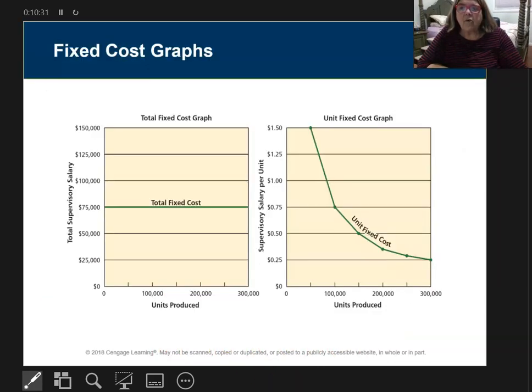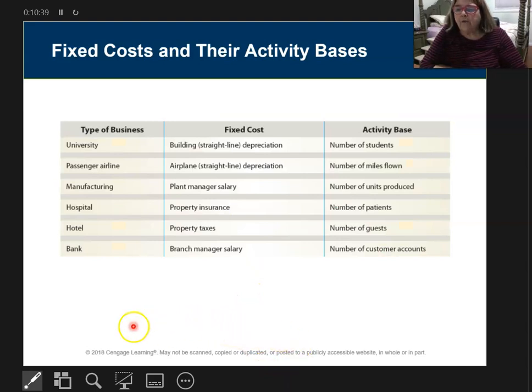Okay? And so here is an example of a little graph, and I'm not big on graphs, and you don't have to make them in my class, but here's a great little chart helping you to understand fixed costs. So now we're talking about university building depreciation. Okay, it's a fixed cost. It doesn't make a difference how many students come to that building, the depreciation remains the same. So here are my activity bases. Passenger airline depreciation. It doesn't make a difference how many miles the airplane's flown, my depreciation stays the same. So these are all examples of fixed costs.